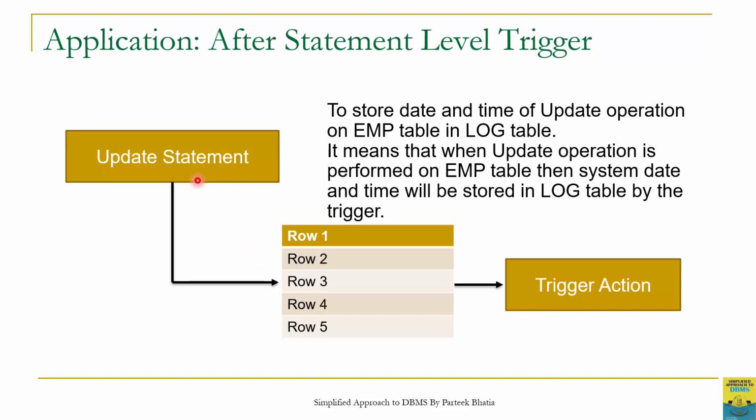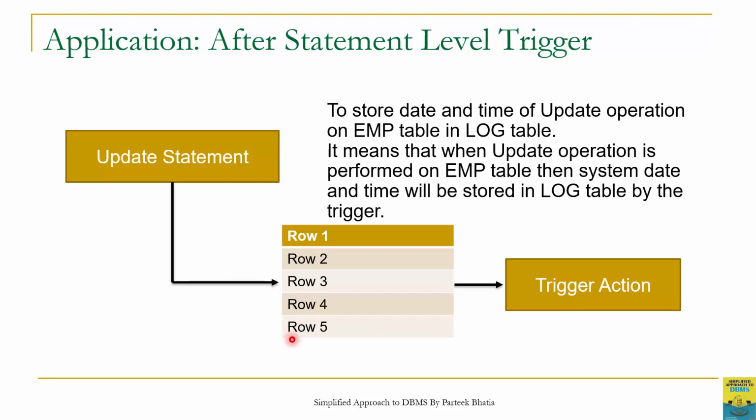In this case, we wish to store the date and time information of this update statement in the log table. We have to store this information only once for the execution of this update statement. Thus, we have to use a statement level trigger. Since we have to store this information after performing the update operation on the main table, that's why we have to use an after statement level trigger in this case.